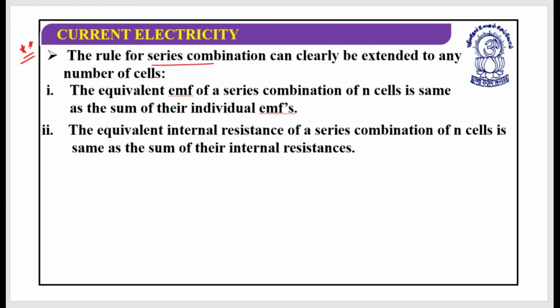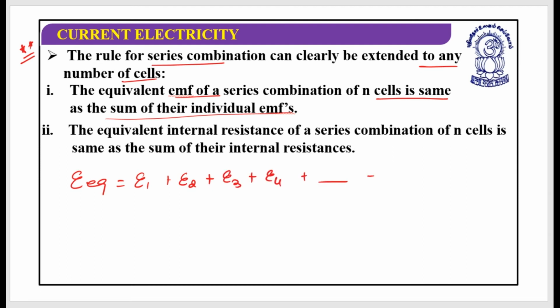So this rule for series combination can clearly be extended to any number of cells. That's why we have taken n number of cells. The equivalent EMF of a series combination of n cells is the same as the sum of their individual EMFs. We know that E equivalent is equal to the addition of all the cells, E1 plus E2 plus E3 plus E4 up to En. This is the E equivalent.